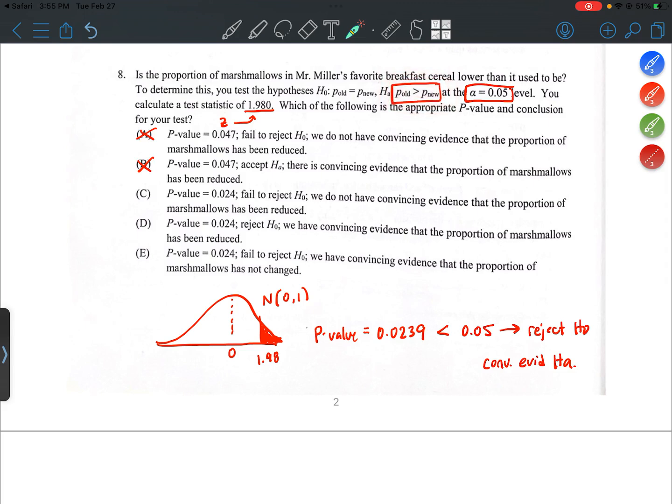Okay, so C says fail to reject the null hypothesis. That's incorrect. E also says fail to reject the null hypothesis, so that would be incorrect. So I guess it's D. Reject the null hypothesis. We have convincing evidence that the proportion of marshmallows has been reduced. Yes.